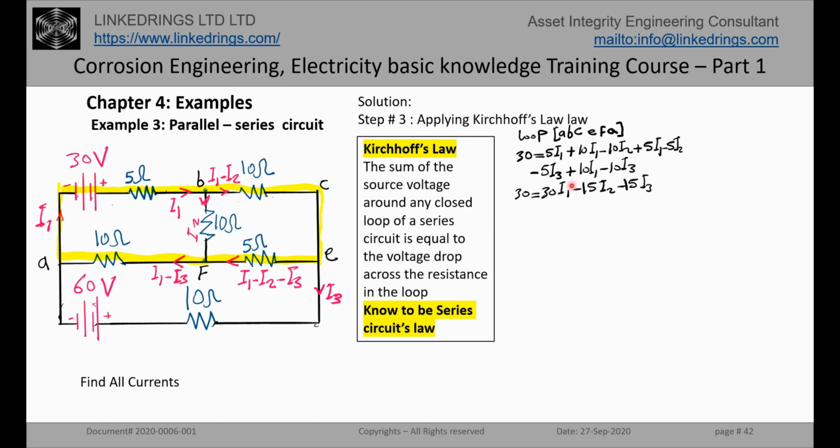So let's divide by 15. So 2 I1 minus I2 minus I3. This is equation number 1. Okay, good. Let's take another loop.